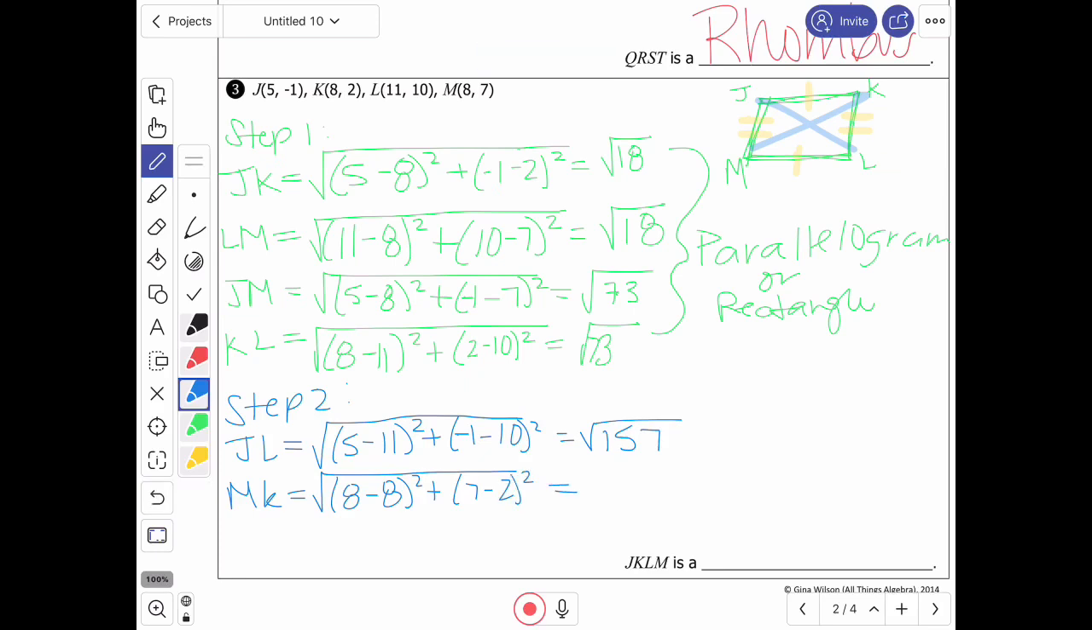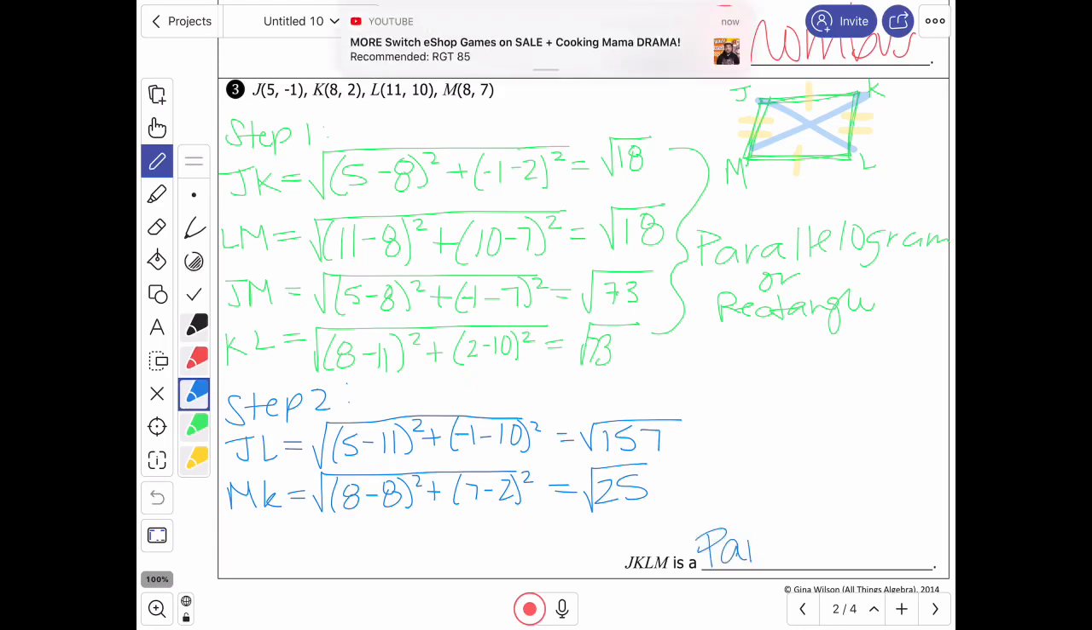But 7 minus 2 squared would give me 5 squared, so I have radical 25. So these are not the same number, so my diagonals are not congruent, showing that this cannot be a rectangle and it has to be a parallelogram. So we would say quadrilateral JKLM is a parallelogram.